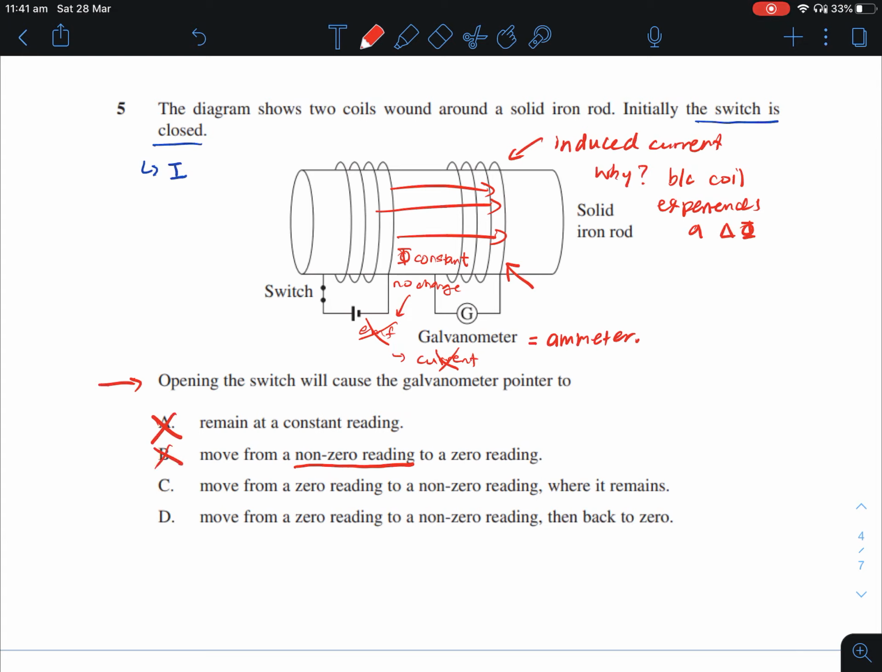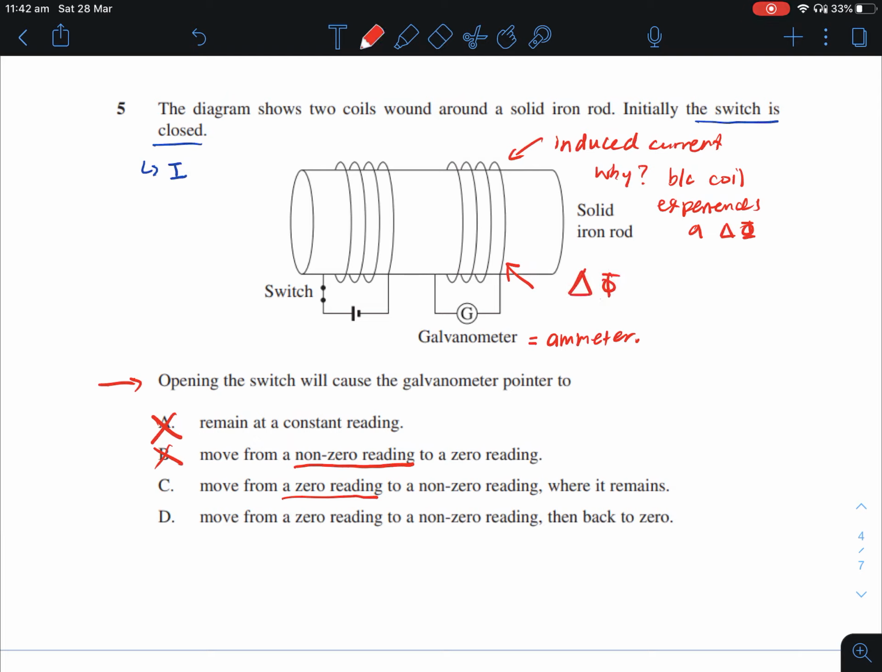So let's have a look at C and D, which are admittedly very similar to each other. It moves from a 0 reading. Initially there's 0 current in this coil to our right, which is correct because there's constant flux, which means there's no change in flux, which means there's no induced current. So 0 reading. And then it moves to a non-zero reading, which is correct because as soon as all of this stuff goes away, there is a change in flux.